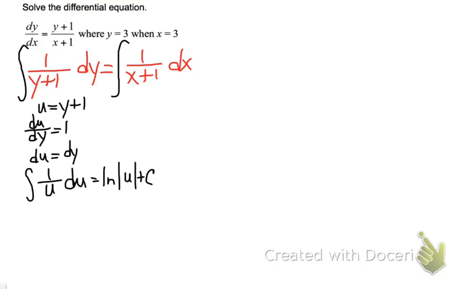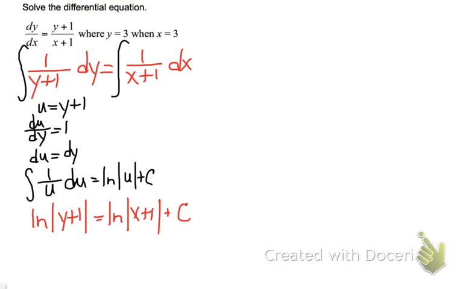So if we apply that u substitution both to the y plus 1 on the left and to the x plus 1 on the right, then this solution ends up being the natural log of the absolute value of y plus 1 is equal to the natural log of the absolute value of x plus 1, that quantity, plus c. And we only need to add the plus c on one side of this. So that's the general solution right now without solving for y.